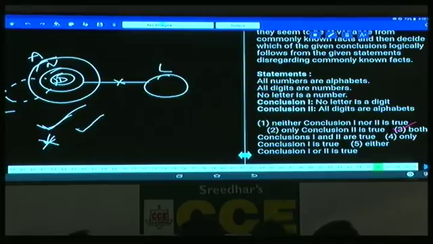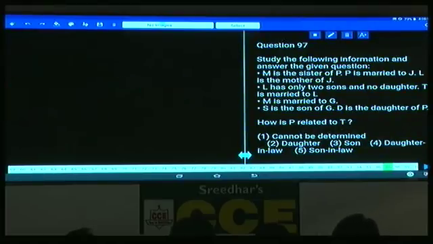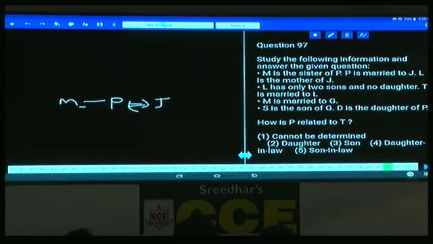Then 97 to 99. Now in these question numbers 97 to 99, M is the sister of P. Now this can be represented like this. P is married to J, P and J are a married couple, and L is the mother of J. L has only 2 sons and no daughter. That means J is one of the sons, and one more son is also there.